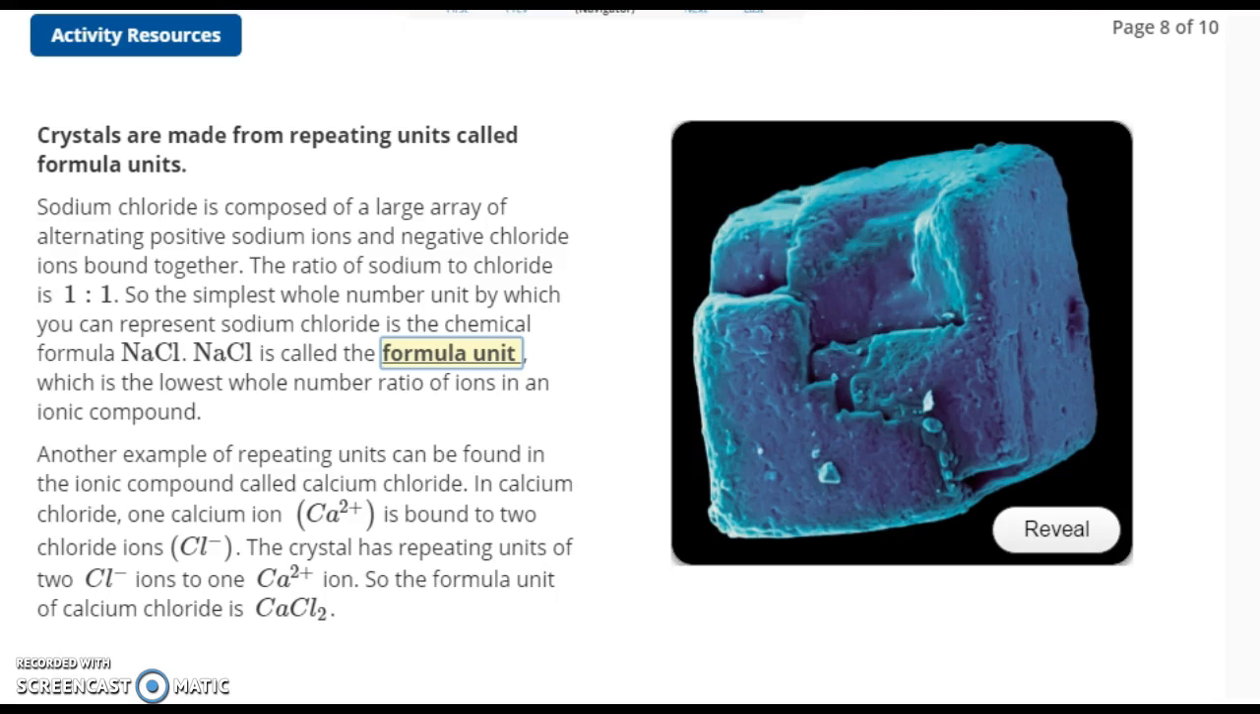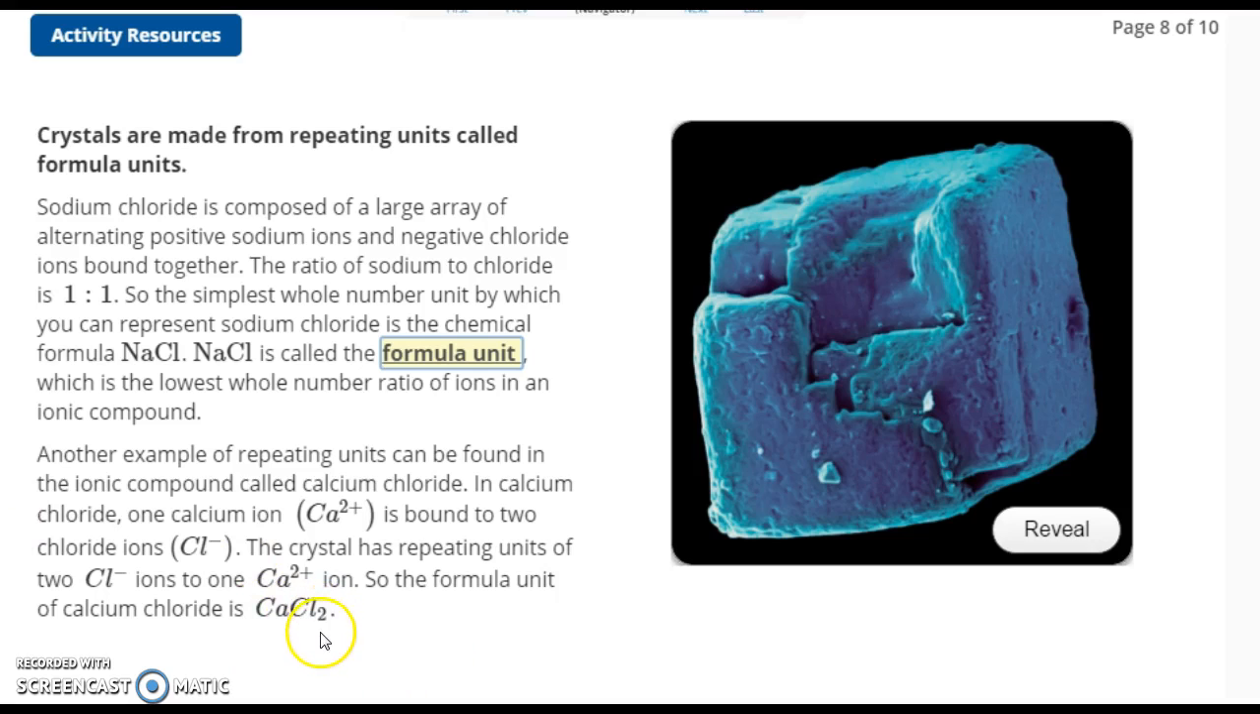Another example of repeating units can be found in the ionic compound called calcium chloride. In calcium chloride, 1 calcium ion with a +2 charge is bonded to 2 chlorine ions with a -1 charge. The crystal has repeating units of 2 chlorine ions to every 1 calcium 2+ ion. So the formula unit of calcium chloride is CaCl2.